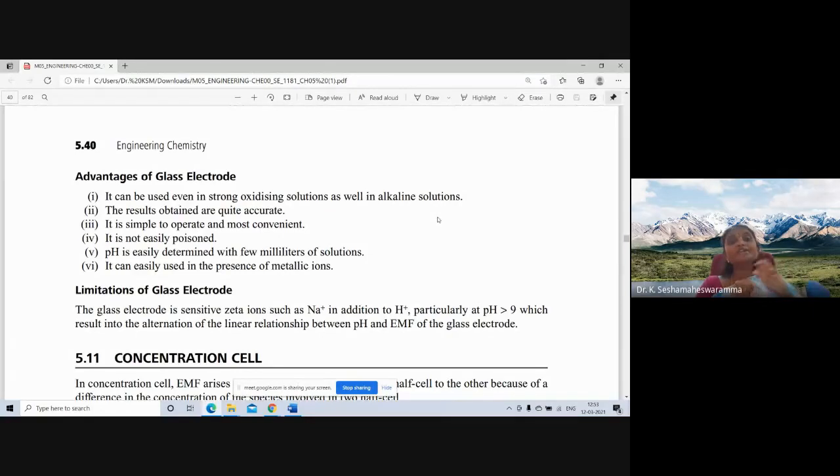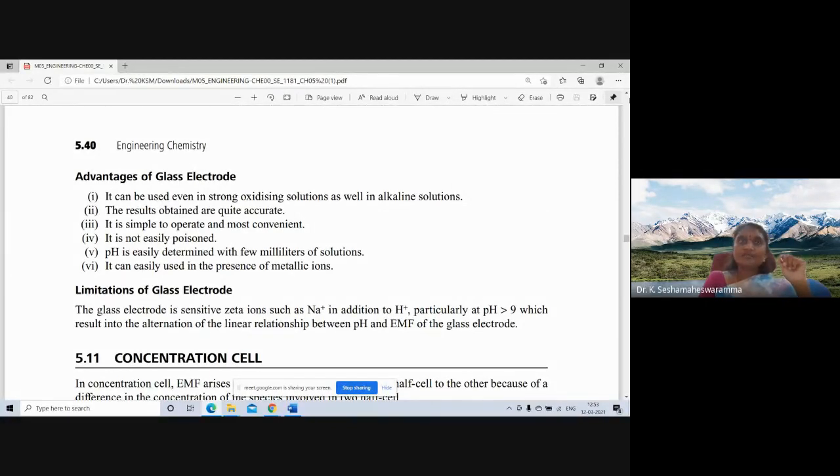What is the limitation of the glass electrode? The glass electrode is sensitive to alkali ions such as Na plus in addition to H plus. Sodium oxide is there in the glass electrode, particularly at pH greater than 9, which results in the alteration of the linear relationship between pH and the EMF, electromotive force, of the glass electrode. This is the one limitation of the glass electrode, although it has a lot of advantages too.